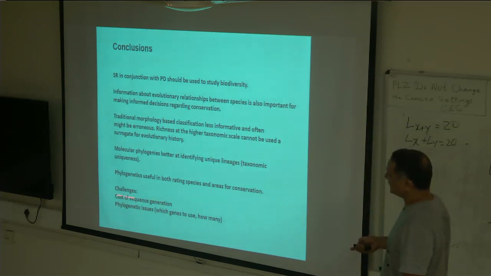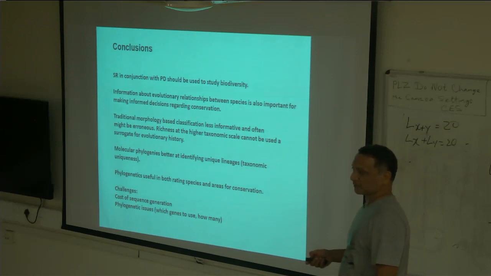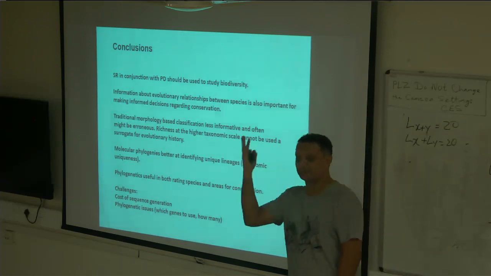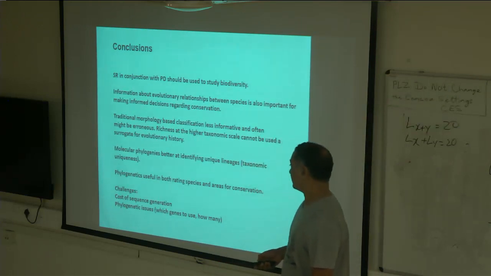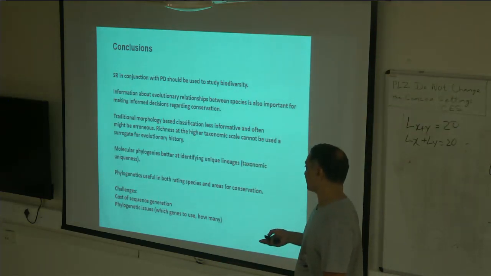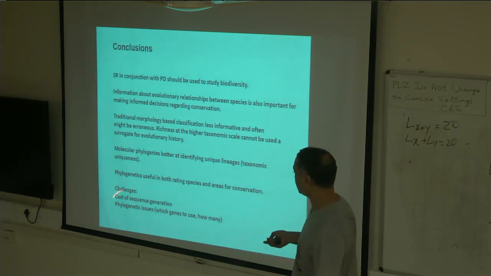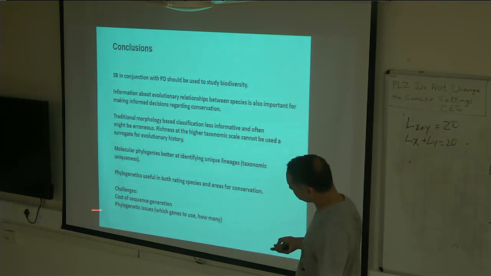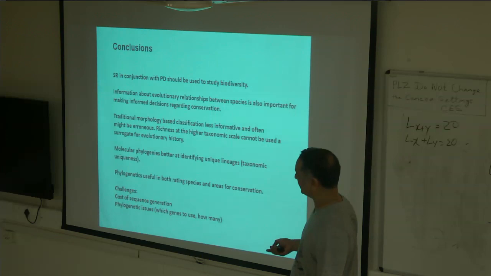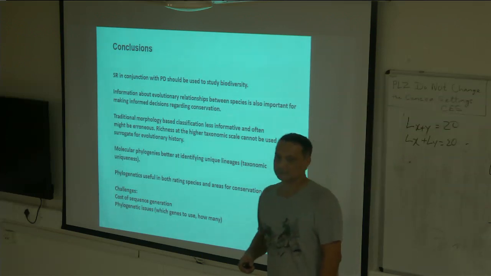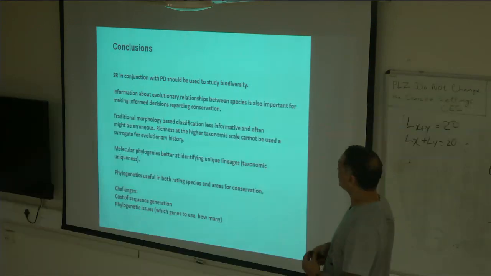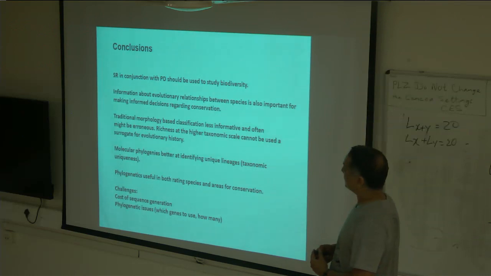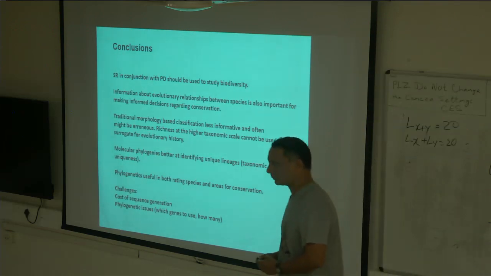The main drawback is the cost of sequencing. Ideally we should be doing this for all the species out there. But fortunately, things are getting cheaper with every passing day, so that's okay. And then there are other issues with phylogenetics that we'll talk about tomorrow, in terms of what genes to use and all that. And of course, you need some training when it comes to doing this kind of analysis. Yeah, so that was about PD.